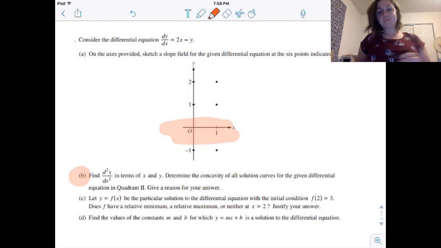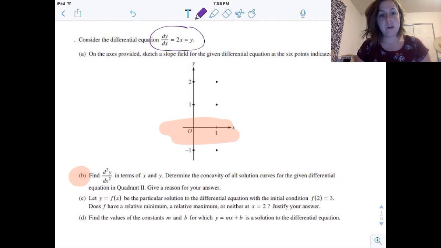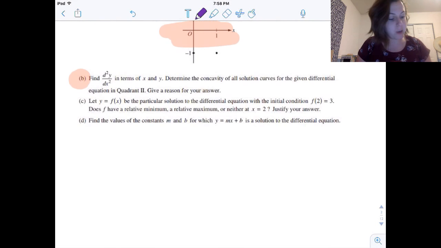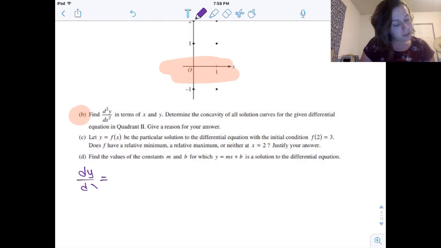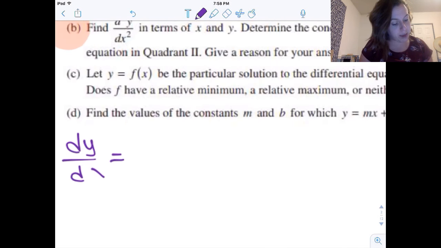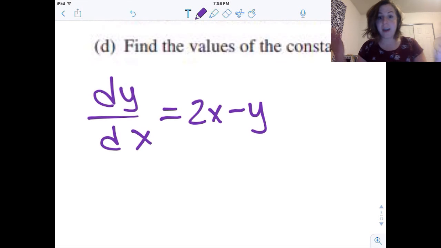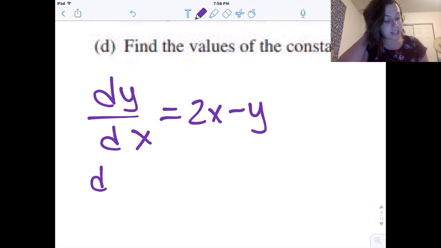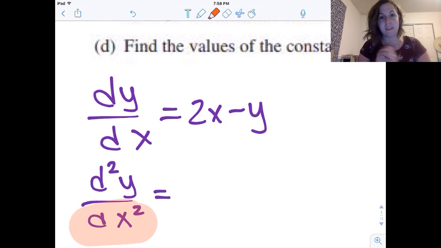So it says, find the second derivative in terms of x and y. So this is my first derivative. So let's find the second derivative. So second derivative here, I know dy/dx is 2x minus y. So for my second derivative, I'm just going to take the derivative of this. So that's going to be d squared y over dx squared equals derivative of 2x. Again, we're taking this with respect to x, so make sure you're just taking it with respect to x. Derivative of 2x is 2.